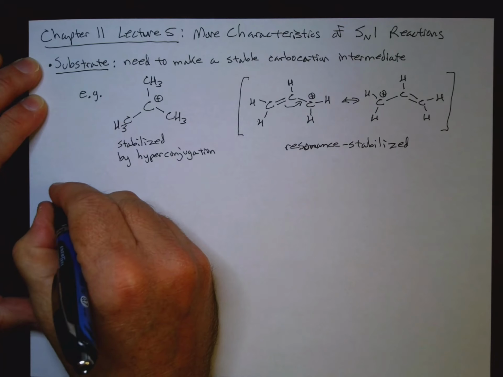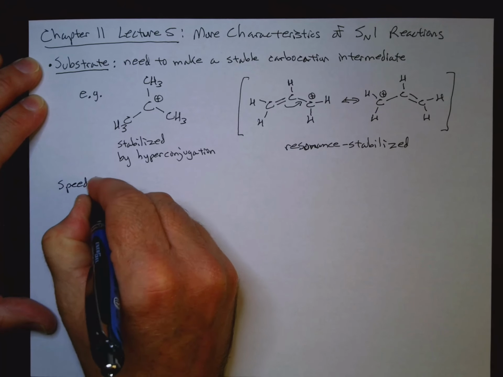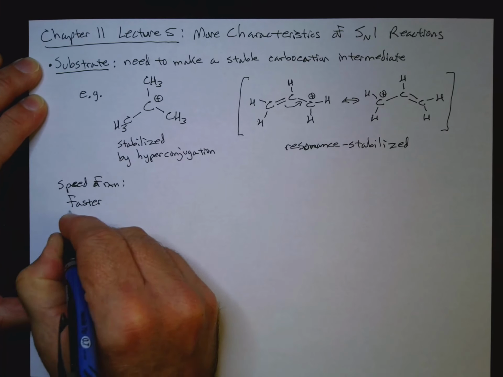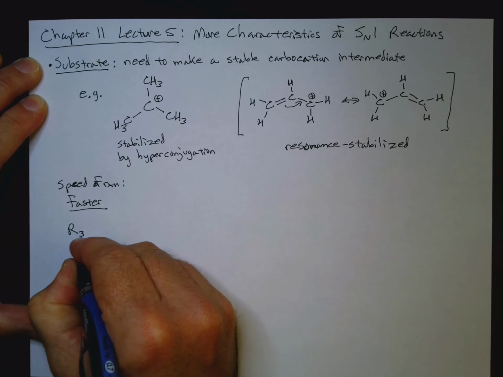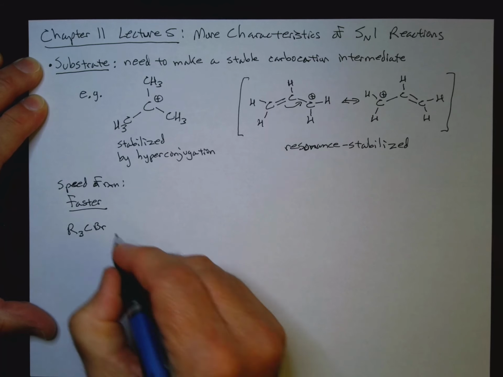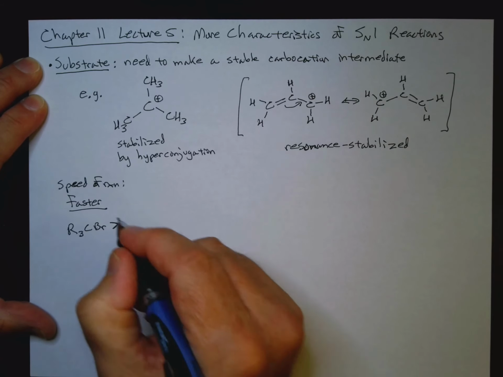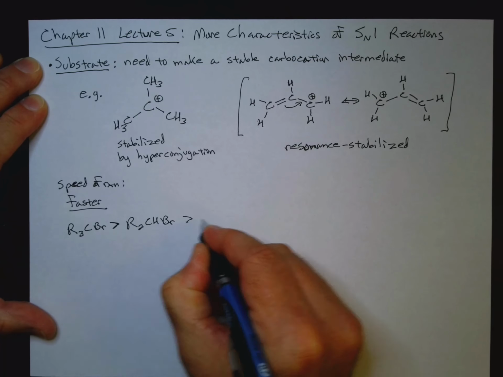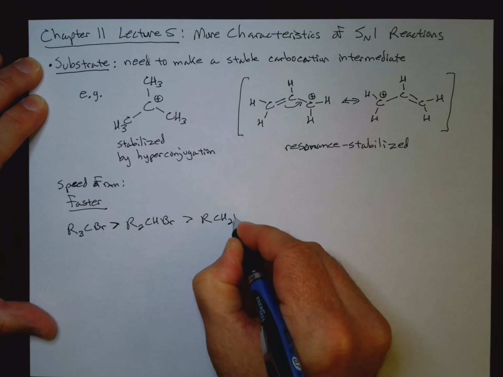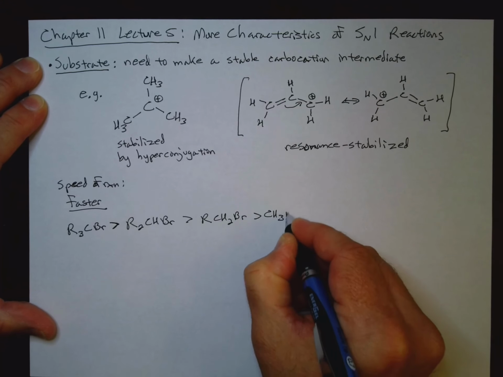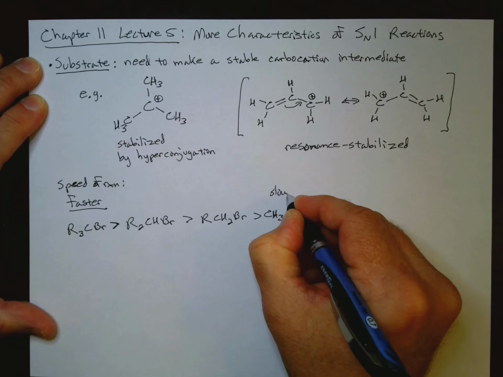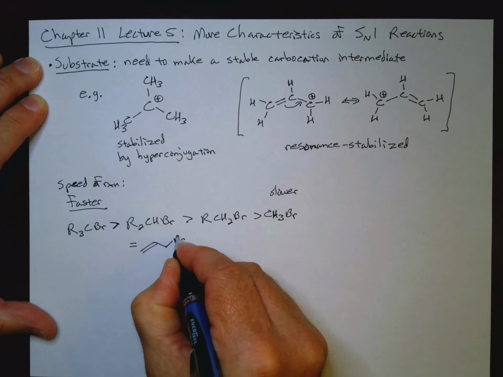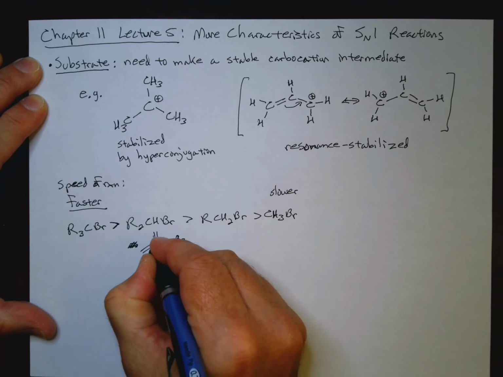So if we want to look at speed of reaction, at the faster end, we'll have things like R3CBr, so our tertiary, which is going to be greater than secondary, which is going to be greater than primary, which is going to be greater than methyl. Let me write it like that.